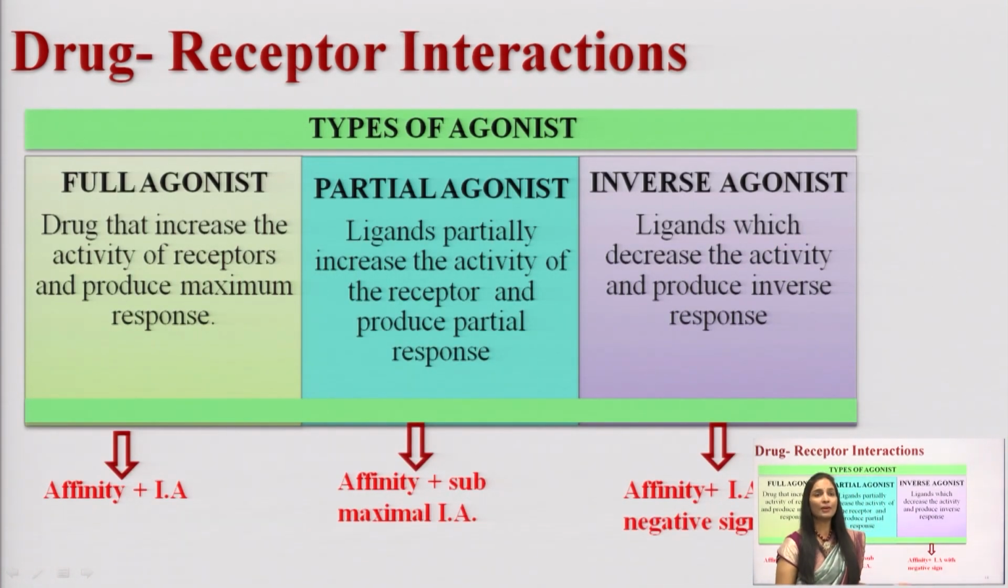So here we will discuss the full agonist. So what is a full agonist? Here the affinity of the drug is high, and you can see the intrinsic activity. Here the agonist increases the activity of a receptor and produces the maximum response.